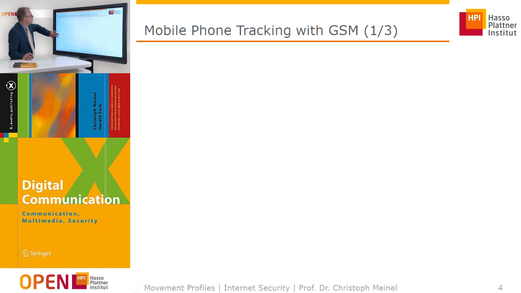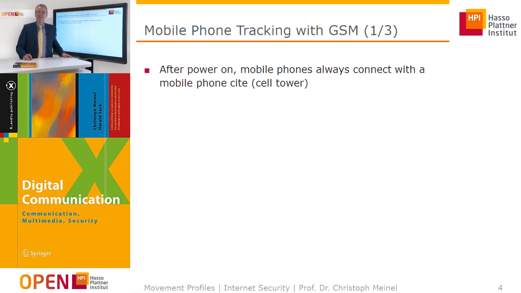Let's have a closer look at mobile phone tracking with GSM. When you start your mobile and after power on, the mobile phone always connects with a mobile phone site, typically the cell tower that's the closest in your neighborhood. This is necessary so that the communication company is able to see when you are calling and to organize a connection to the one you want to call.